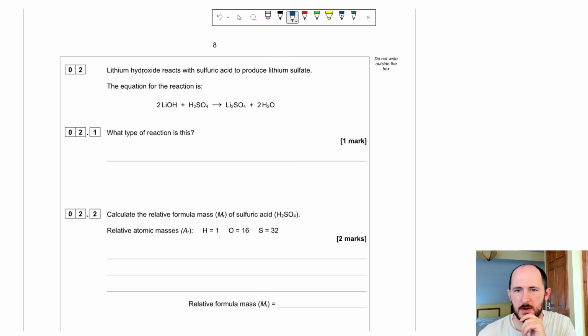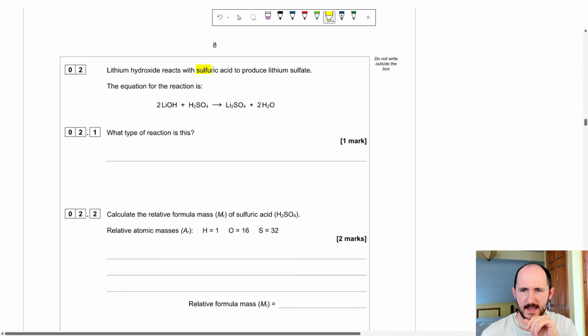Okay. Lithium hydroxide reacts with sulfuric acid to produce lithium sulfate. The equation for the reaction is this. What type of reaction? Now, this can be slightly tricky for some students to figure out, for anyone to figure out really, not just students. But here's how we can work it out.